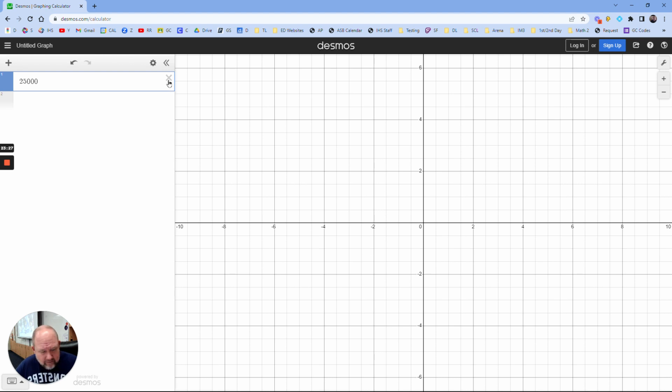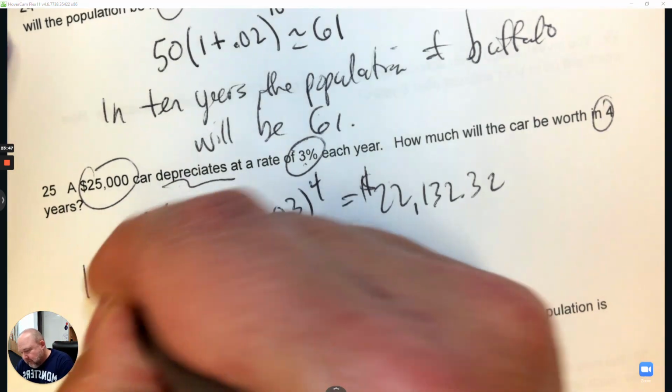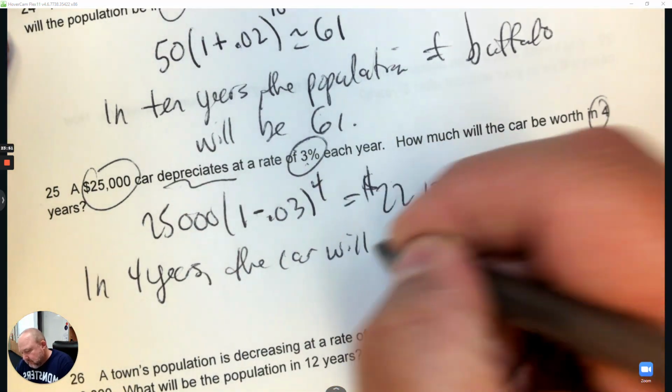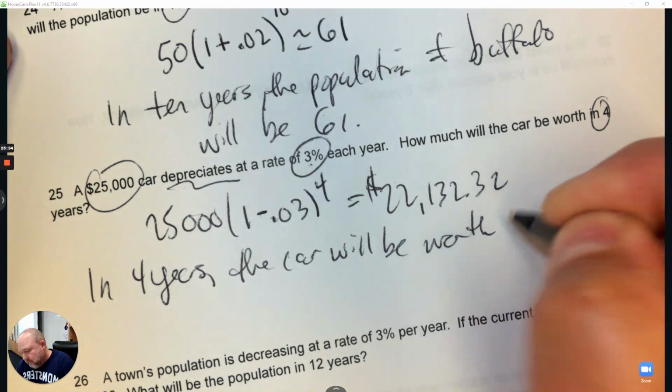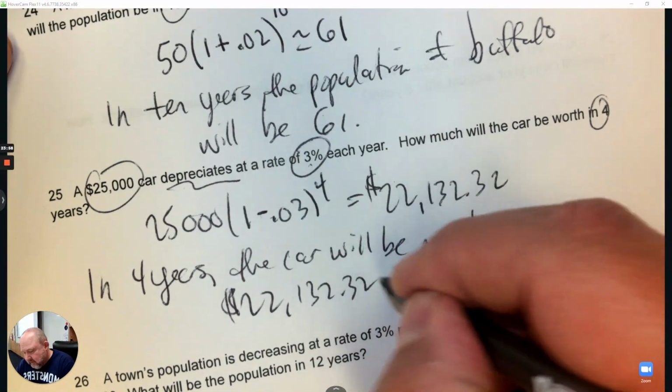That's too many zeros. There it is. And then 1 minus 0.03 to the exponent 4, and the car is going to be worth $22,132.32. And then we write a basic sentence for that. So in 4 years, the car will be worth $22,132.32.